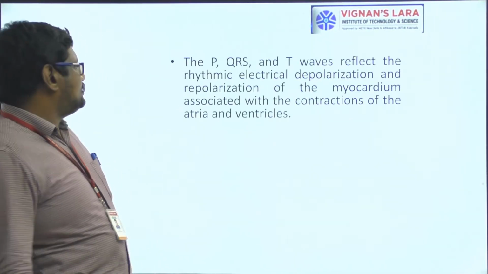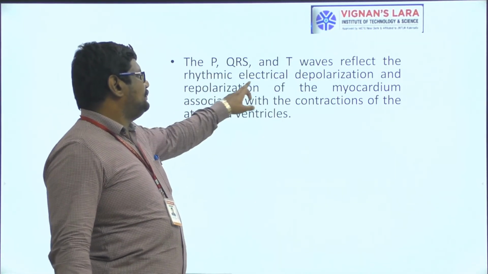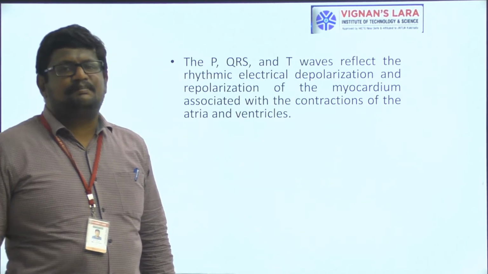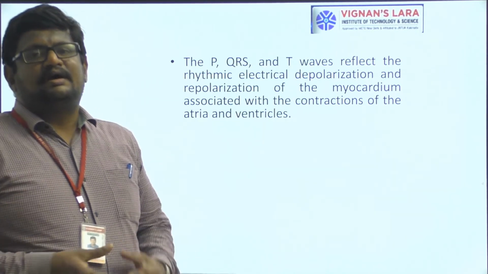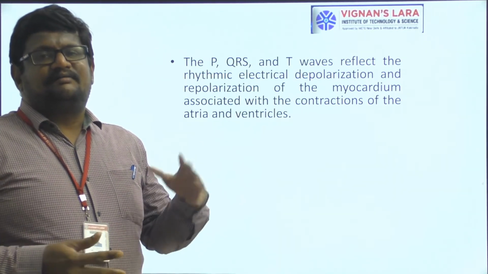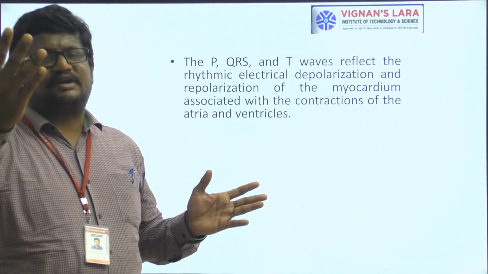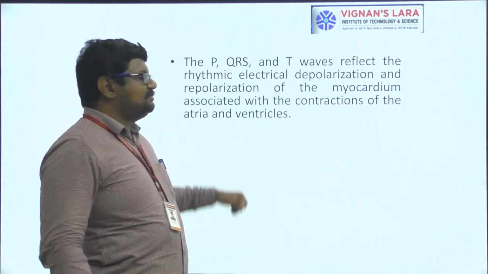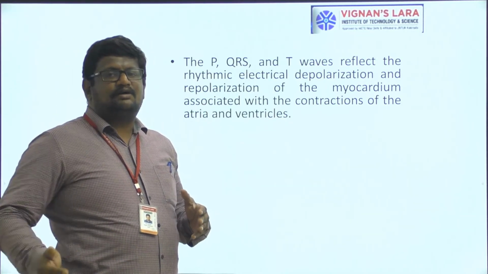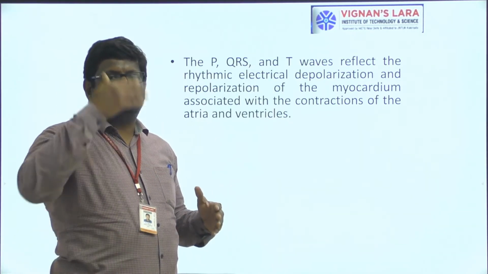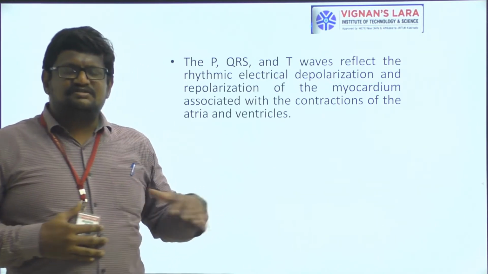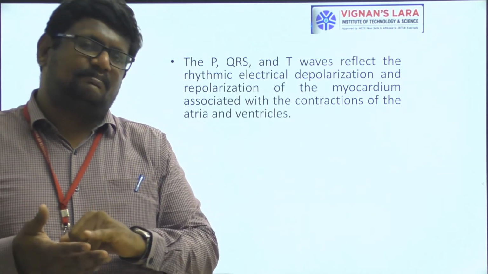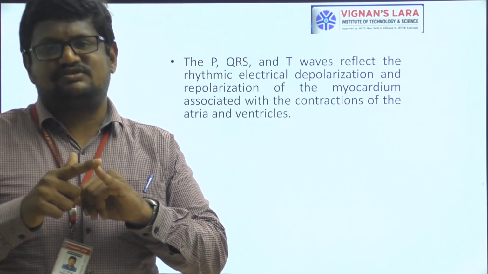The P, QRS and the T waveform reflect the rhythmic electrical depolarization and repolarization. What is meant by depolarization and repolarization? You know from Unit 1. Depolarization is nothing but going from the polarized state to the action potential. From resting state to action potential, that is said to be depolarization. And repolarization means from action potential back to resting potential. Resting state is said to be polarized. That one point you have to remember, then everything automatically falls in place. Resting potential means polarized.